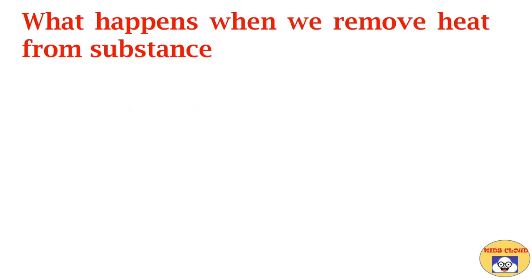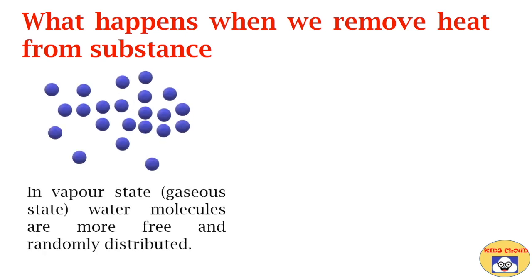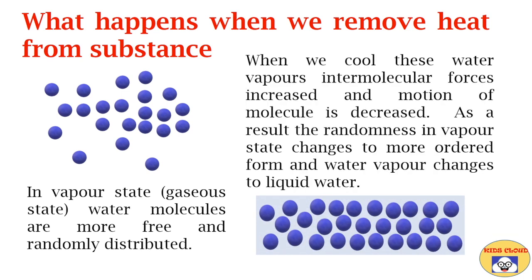Now let's learn what happens when we remove heat from a substance. Again we will explain by taking the example of water. In the vapor state, water molecules are more free and randomly distributed. When we cool these water vapors, intermolecular forces increase and the motion of molecules decreases. As a result, the randomness in the vapor state changes to a more ordered form and water vapor changes to liquid water. The process in which gas is converted into liquid is called condensation.